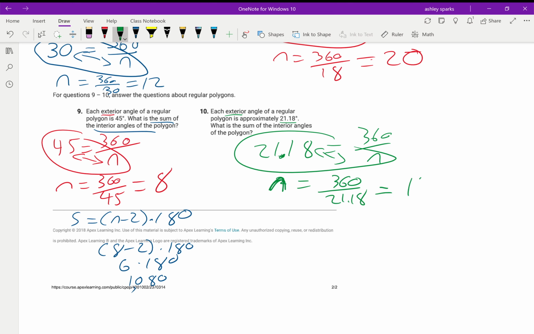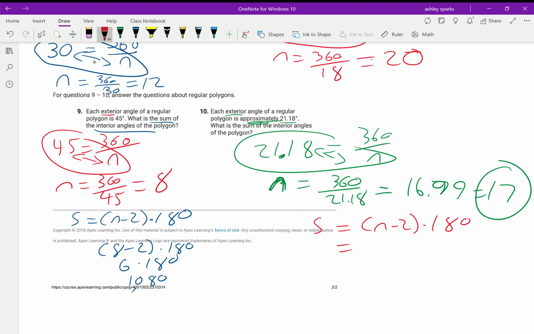I got 16.99, and that's pretty close to 17. It said approximately here, which means I'm going to round upward to that 17 so I can work with a whole number. For the second part, our sum is equal to n minus 2 times 180. We get 17 minus 2 times 180, 15 times 180. And what would 15 times 180 give us? A very large number, 2,700. So that's our interior and exterior angles for polygons. If you have any questions, let me know.